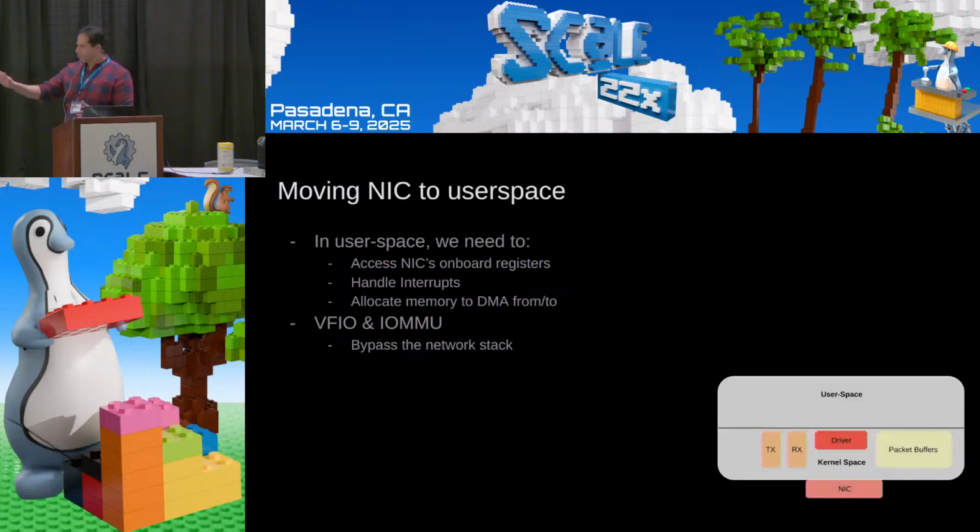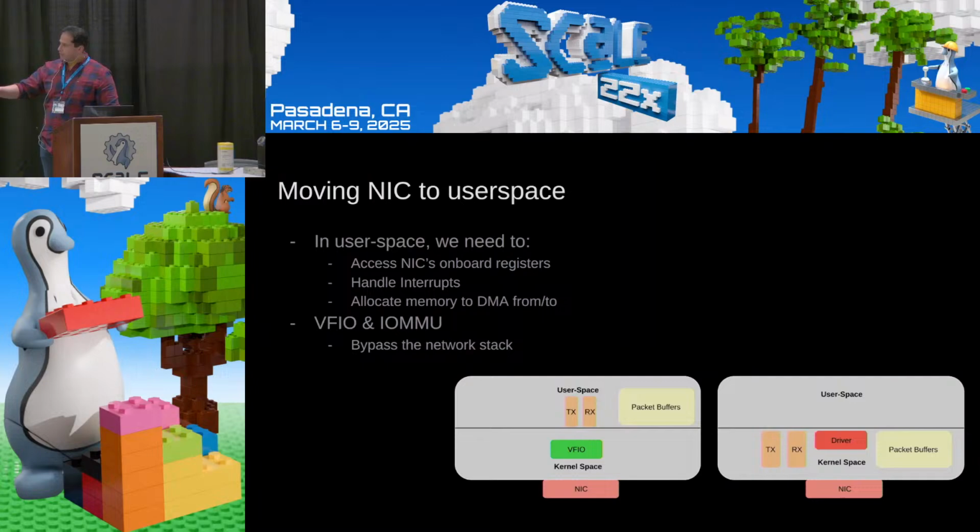So this is the traditional setup, as we mentioned: the NIC will be there, we have TX and RX rings, we have the driver running there and the packet buffers. It will look like this in a VFIO IOMMU enabled environment. You have just VFIO in the kernel space, so you literally poked some sort of hole in that kernel space, and you have those user space TX and RX rings and packet buffers.